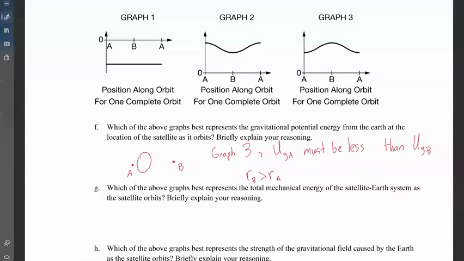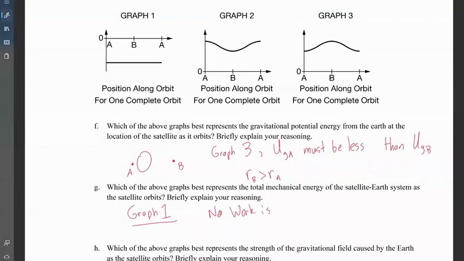Okay. Now, the total mechanical energy. Well, total mechanical energy, what does that mean? That means all of it together. Well, there's no work, so we know that energy must be constant throughout. So this would be graph 1 for the total mechanical energy because no work is done. Here we go. No work is done. So energy initial must equal, or I should say energy at A must equal energy at point B.